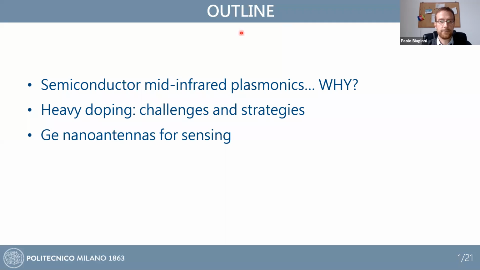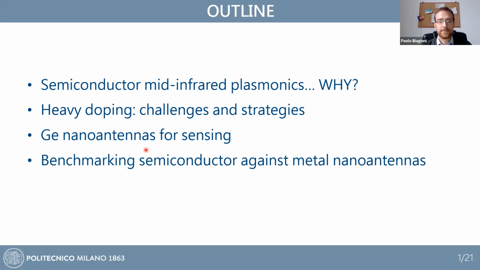I will do this focusing especially on germanium, because as I will tell you in a second, this is the platform which we considered for our activities. Then I will show you nanoantennas made of germanium and some applications in the field of sensing, which is one of the main application fields for mid-infrared plasmonics.